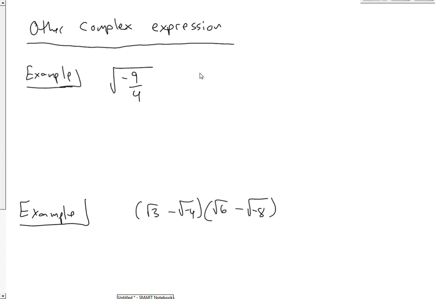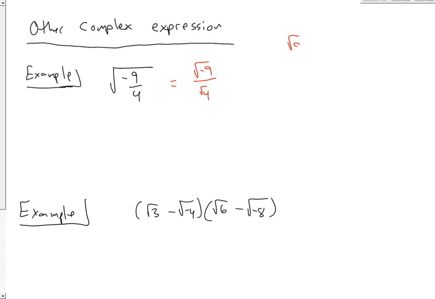Looking at some other types of complex expressions, I've got this example here where I have the square root of negative 9/4. With the fact that I have the square root of a fraction here, I want to split this up and have the square root of negative 9 over the square root of 4. And anytime I have a square root of a negative number, no matter what, I always want to convert it to a complex number. So I'm going to rewrite the square root of negative 9.